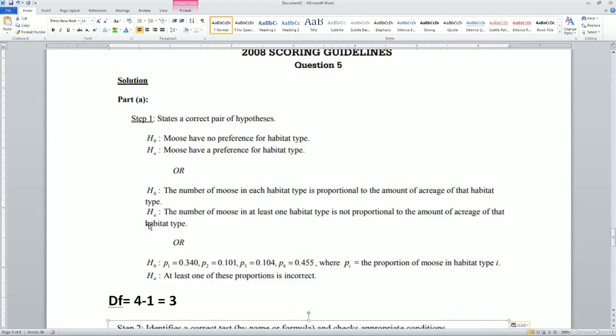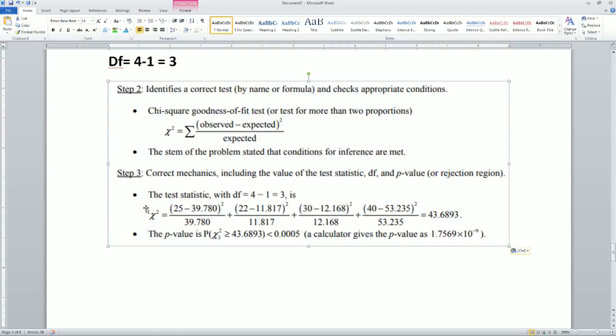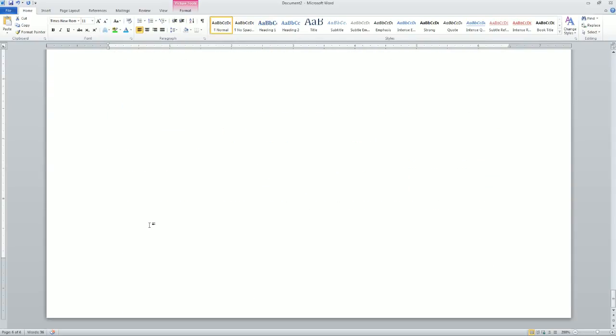So, that's this part, the second part. Assume the condition. Right now, what can you conclude? After you run this test, you have to write the conclusion in the context of the problem.